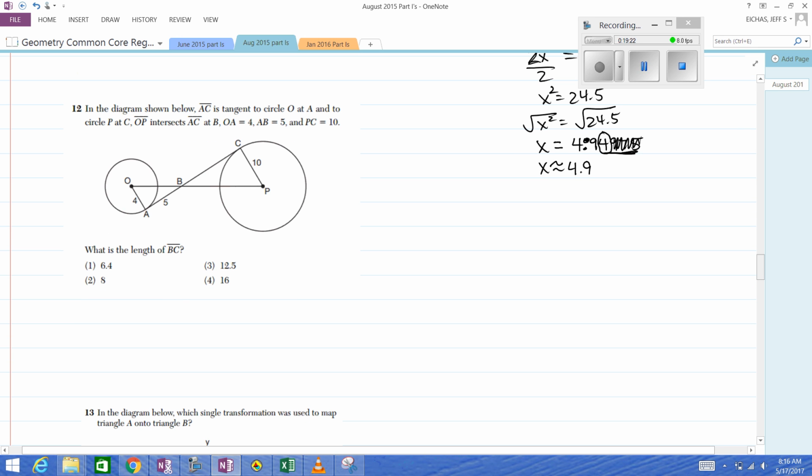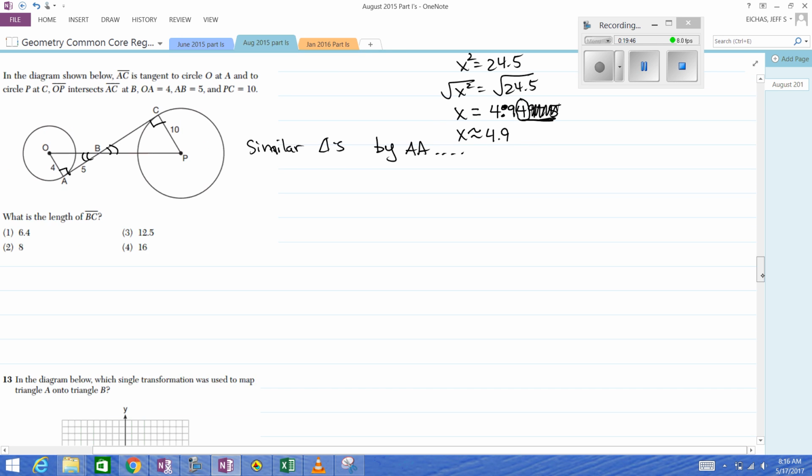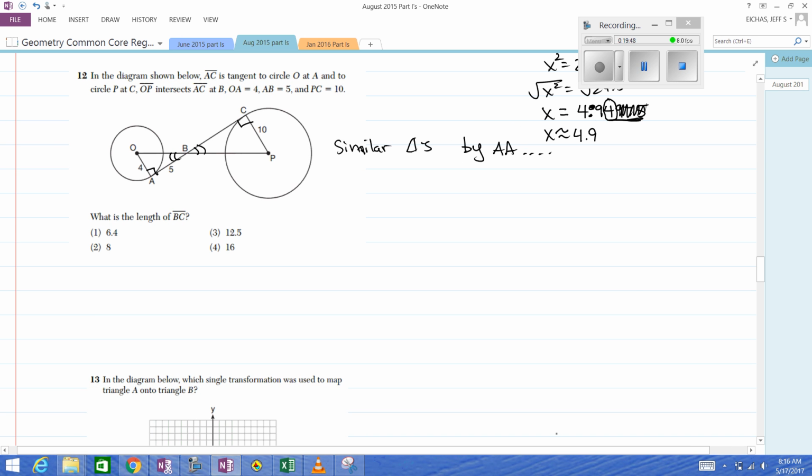All right, number 12. We've got some tangents, okay? So automatically a radius and a tangent are going to make a right angle. These vertical angles are congruent, so we have similar triangles by the angle-angle triangle similarity postulate. Okay. So we'll have proportional sides. That gives us proportional corresponding sides.